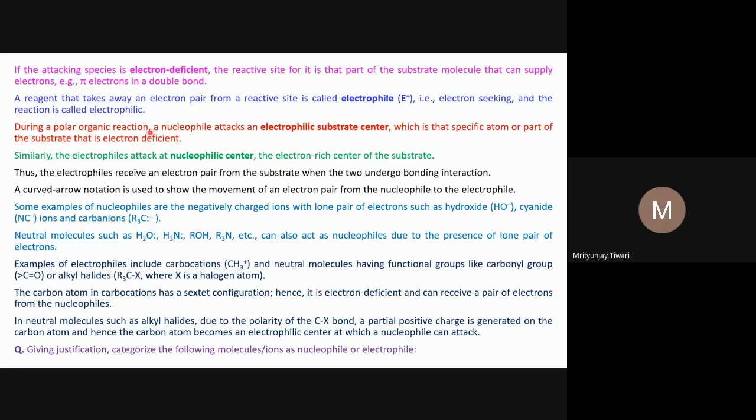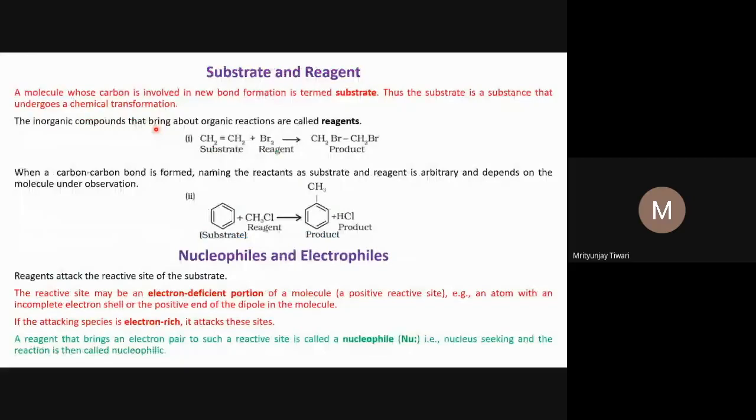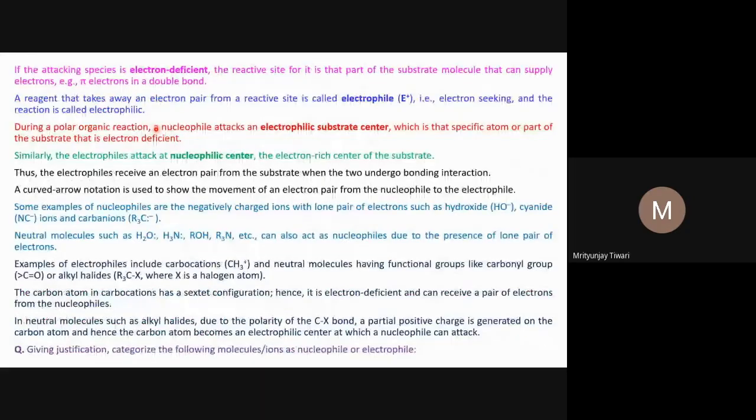During a polar organic reaction, a nucleophile attacks. The polar organic reaction means the polar species are involved and the solvent is a polar solvent. We have also seen what a polar organic reaction is: the reaction where heterolytic cleavage or heterolytic fission of a bond happens. Such reactions are also called polar reactions or polar organic reactions. In a polar organic reaction, the nucleophiles attack an electrophilic center of the substrate, which is that specific atom or part of the substrate that is electron deficient.